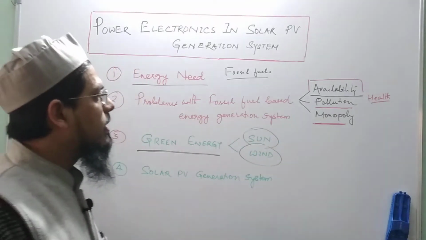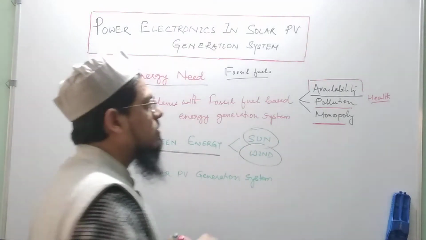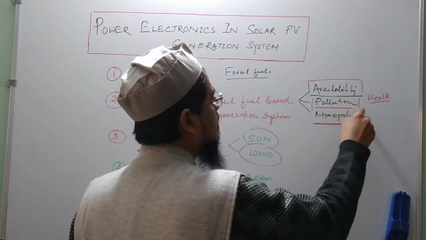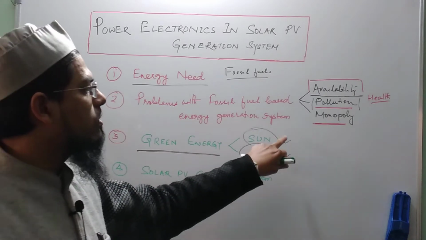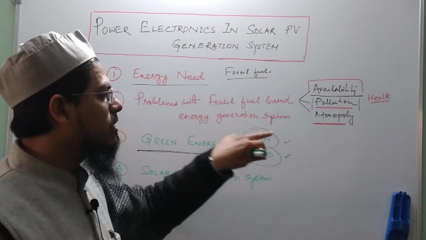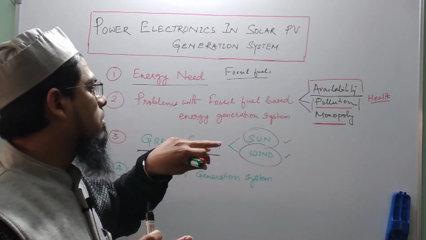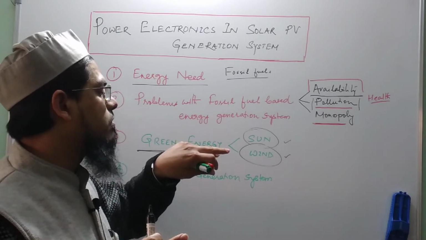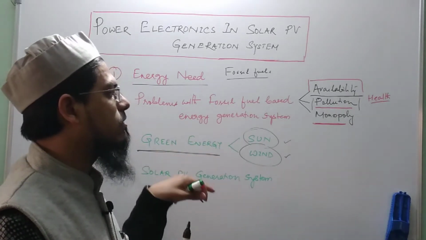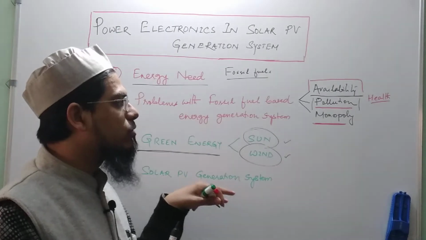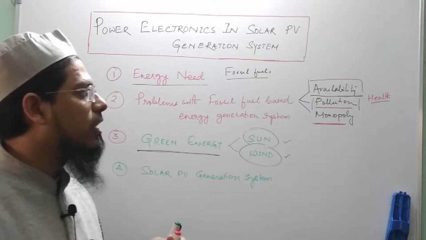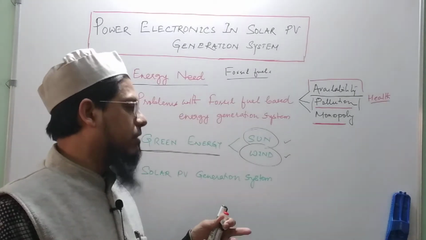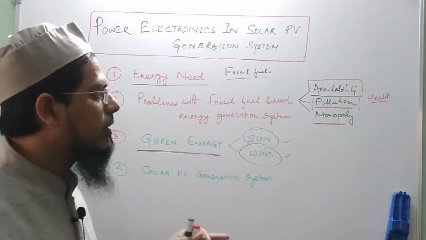Then the second problem, which was pollution, is also not there with these two resources. Actually, I am focusing on these two resources because these are the major natural resources which are available in abundance throughout the world. Although there are others also.